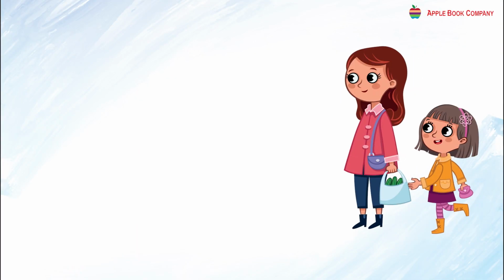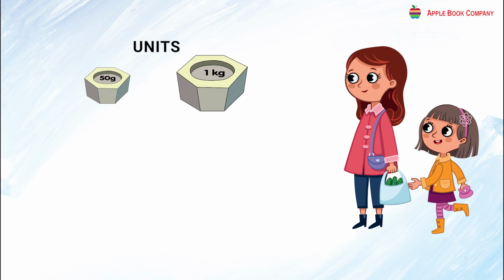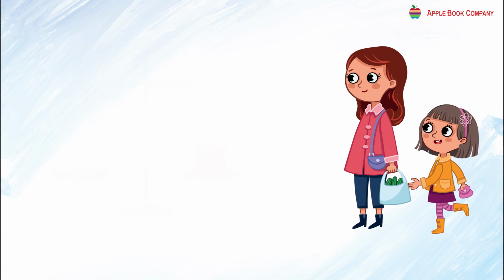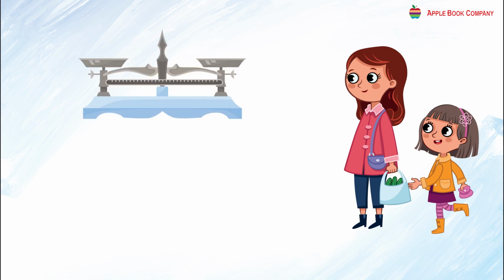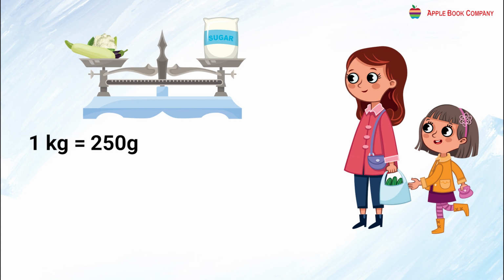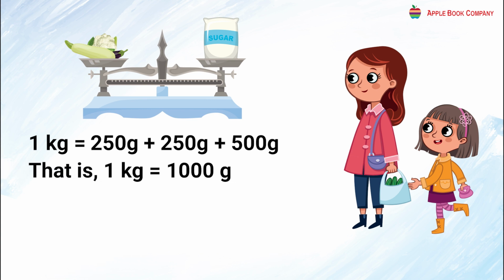Maya's mother explained that grams and kilograms are units used to measure mass. When we measure the mass of an object, we weigh the object. She then placed the sugar on one pan of the balance and the vegetables she bought on the other pan. Maya found that the mass of the sugar was the same as the mass of the vegetables. That means 1 kg is equal to 250 grams plus 250 grams plus 500 grams. That is, 1 kg is equal to 1000 grams.